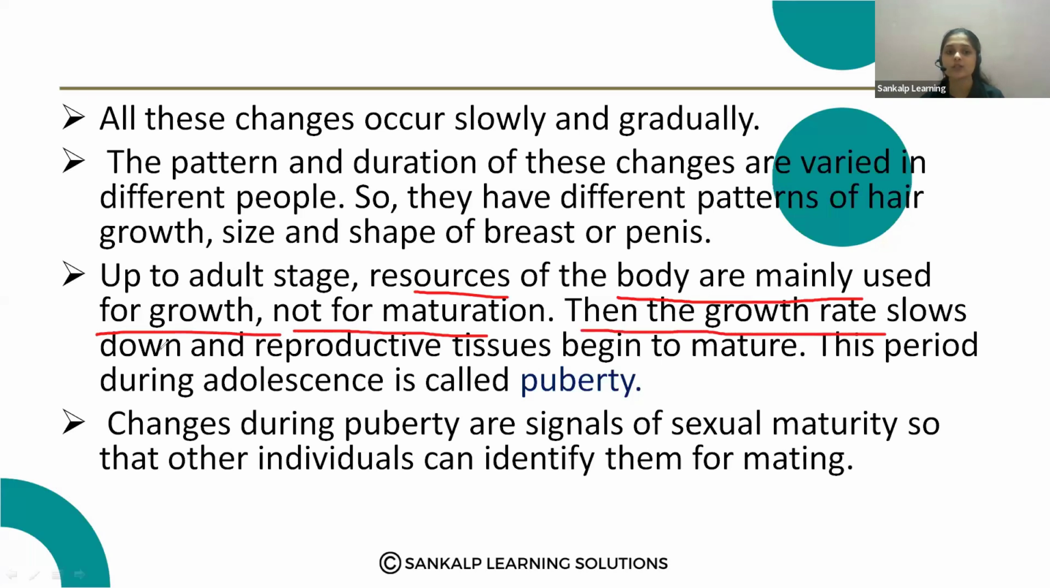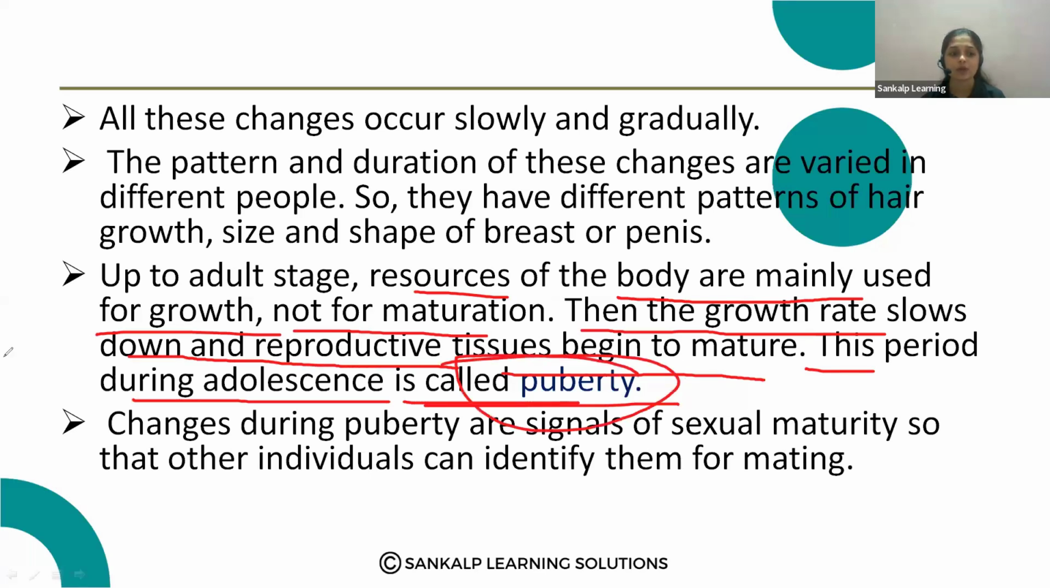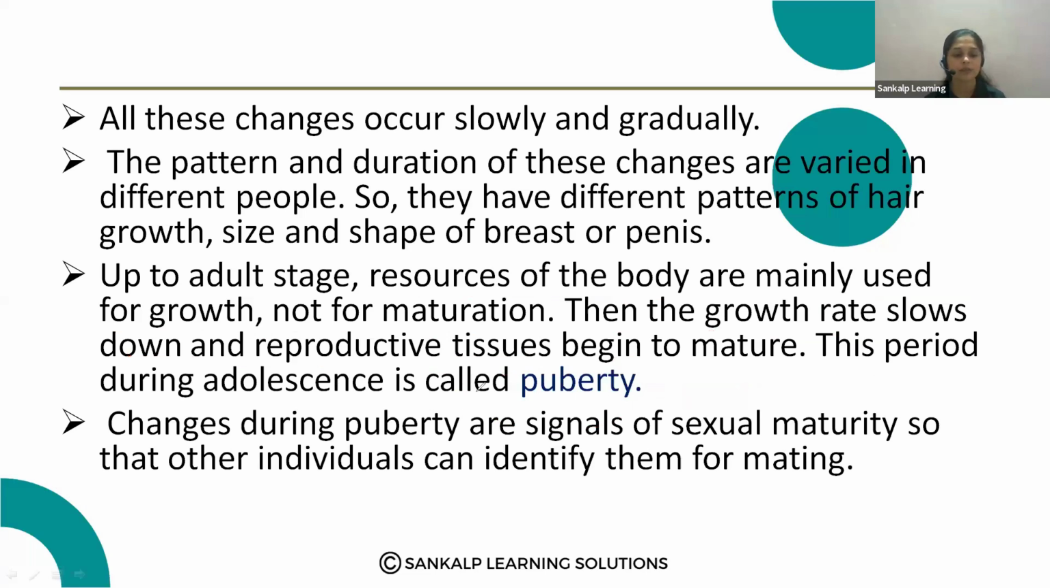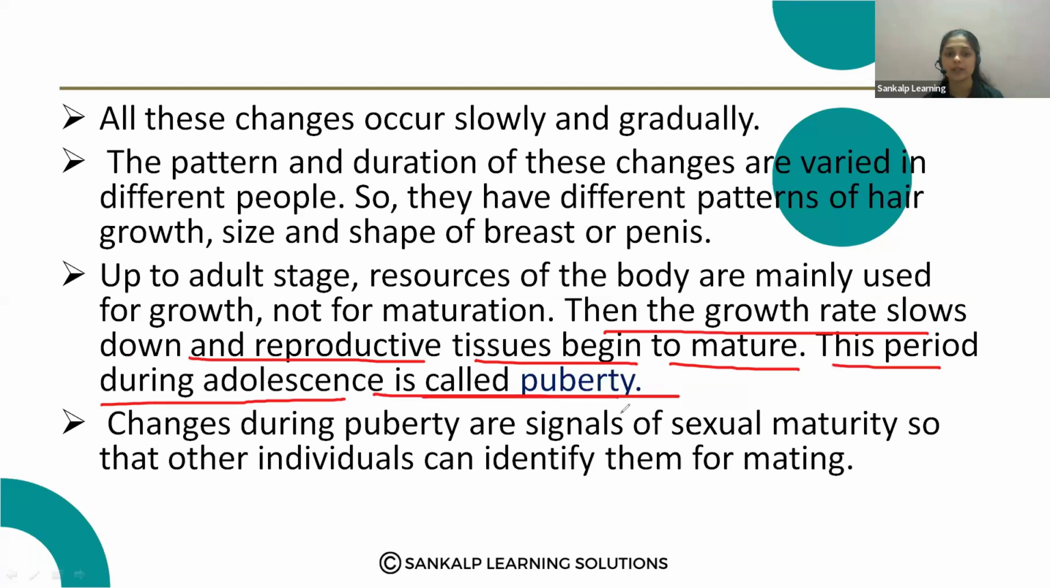Then the growth rate slows down and reproductive tissues begin to mature. After that, growth will be less, but reproductive tissues begin to mature. This period during the adolescence is called puberty. What is puberty? Very important. During this period, growth rate slows down and reproductive tissues begin to mature. This period during the adolescence is called puberty.